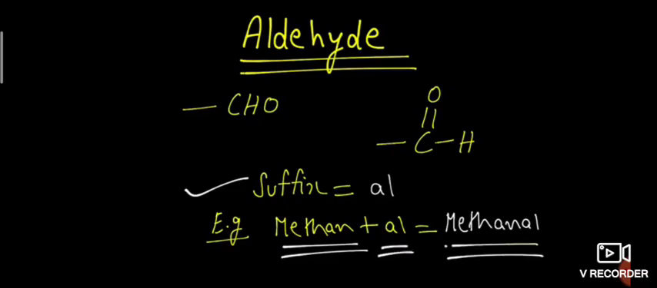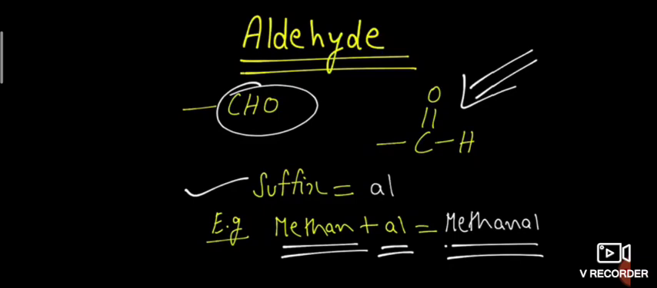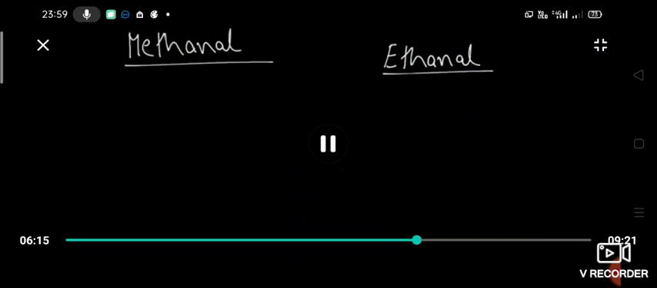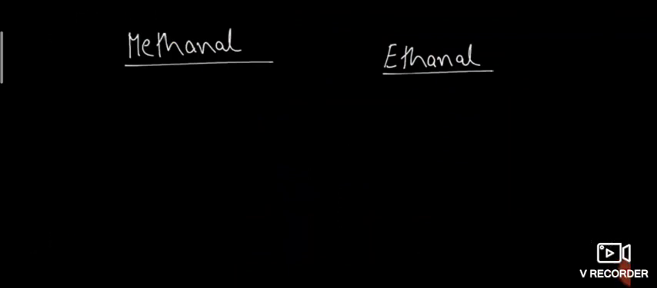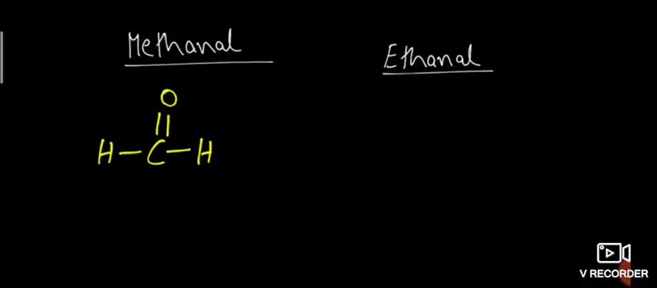So methanal contains one carbon atom. When you are writing the formula for the first member of the aldehydes, methanal, the formula is H, C double bond O, H. CHO is the functional group of aldehyde. So methanal is C double bond O and here also H. You know that 4 bonds should be there around the carbon.